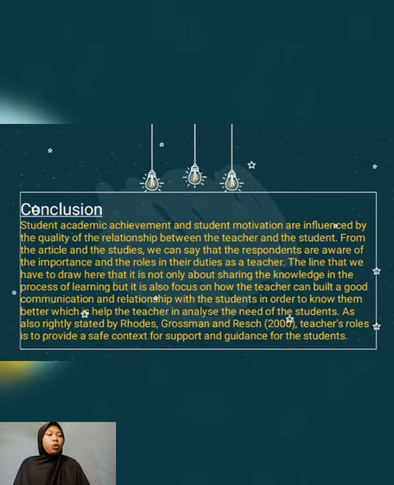Okay, thank you. Well, the conclusion of the material that we have presented before is student academic achievement and student motivation are influenced by the quality of the relationship between the teacher and the student. From the article and the studies, we can say that the respondents are aware of the importance and the roles in their duties as a teacher.